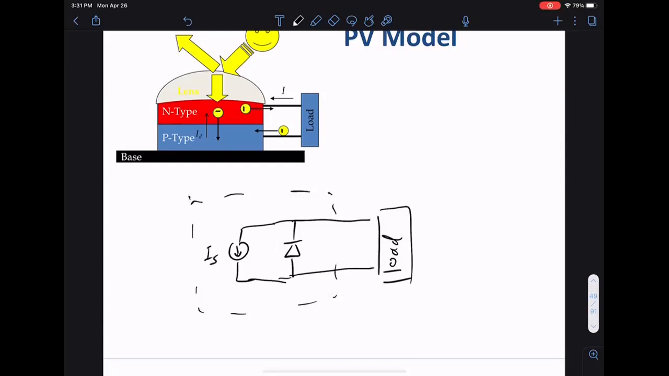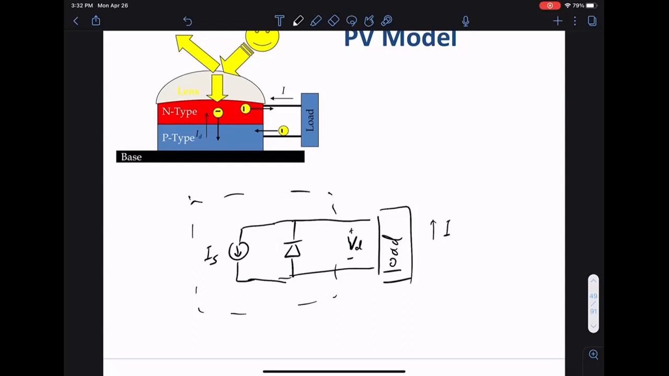We have a current source, IS, as created from solar. We have a diode sitting in between. Then we have a load current. This I is the load current on this side. So here we have the voltage across a diode. Any questions with this figure? We'll do a lot more calculations, but any questions with this figure right now?